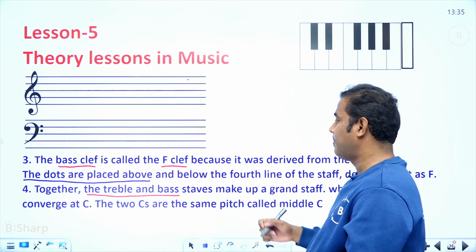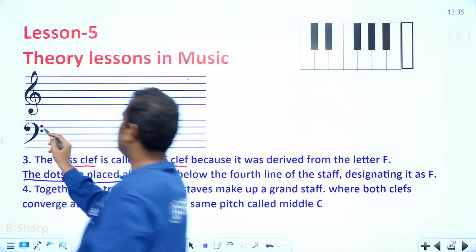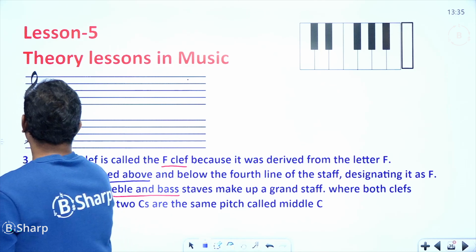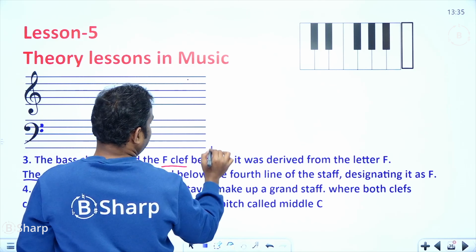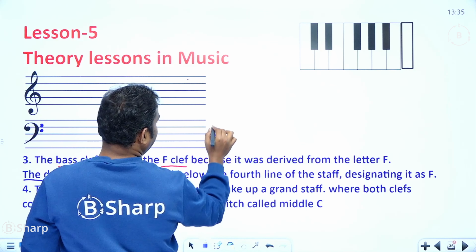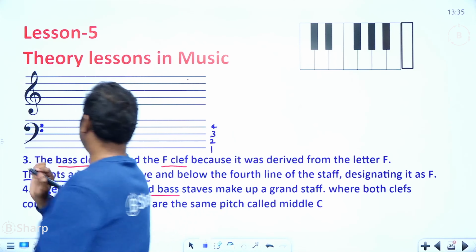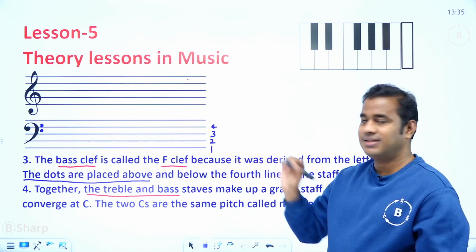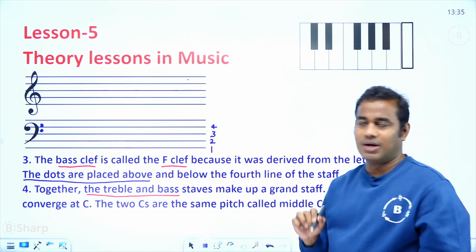F in the sense that this F actually ends here, and the two dots are in between the fourth line. Counting the first line, second line, third line, fourth line, these two dots have the line in between them, so hence it is called an F. So this is called the F clef.